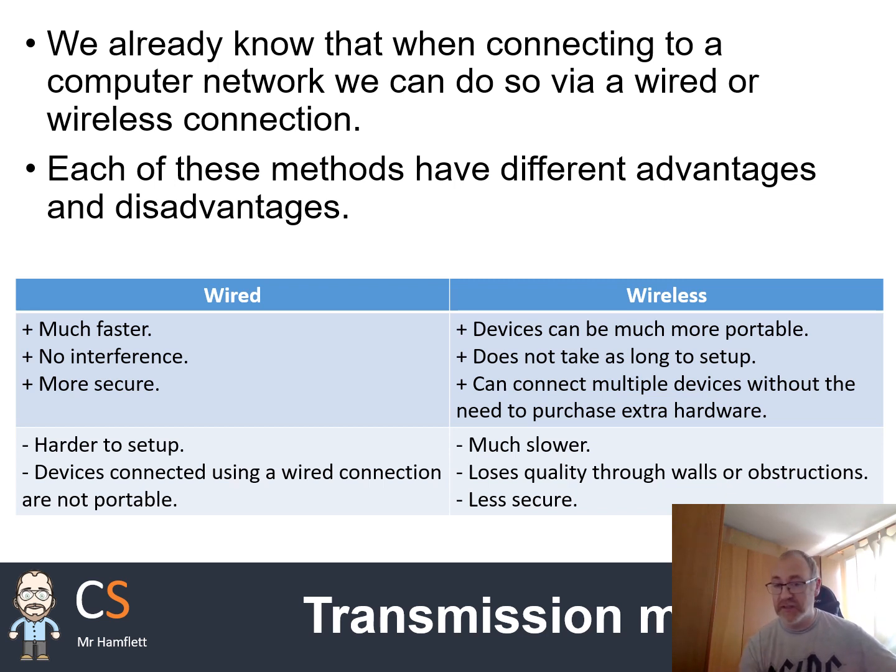It's absolutely dead easy to set up. You put your wireless access point in, bang, you're done. And we can connect multiple devices without having to buy more cables, more switches, or anything like that. But it's much slower. The bandwidth is a lot smaller. We will get interference with obstructions, and obviously there's this issue with security that we can't secure it as much, because people from outside the building can still pick up the wireless signal and potentially could hack it.